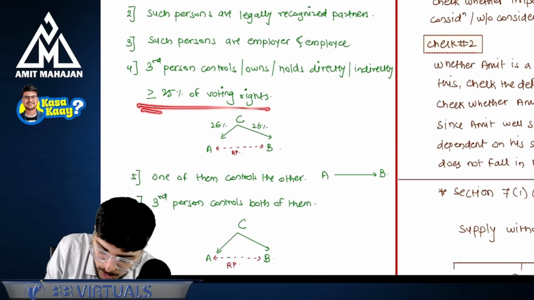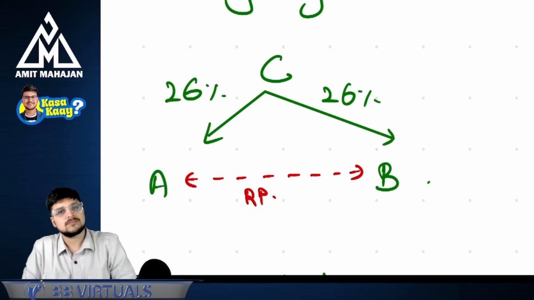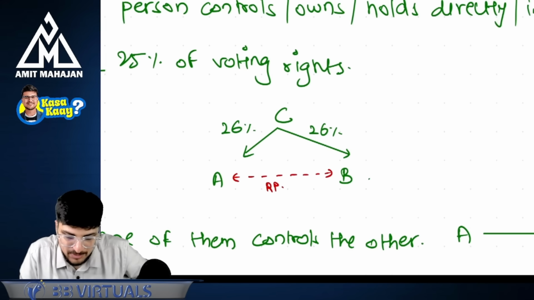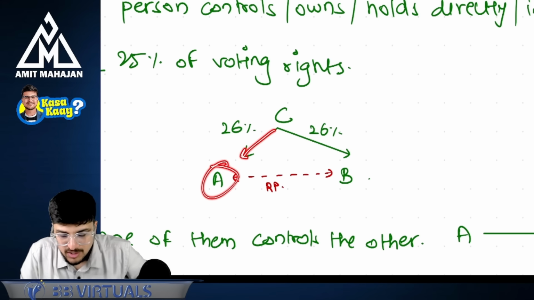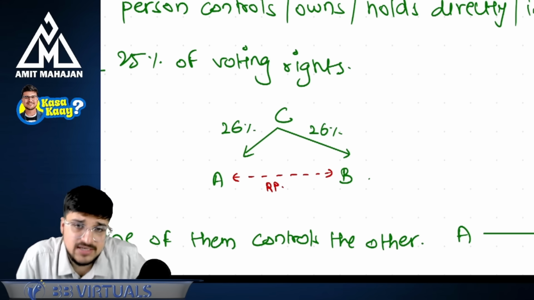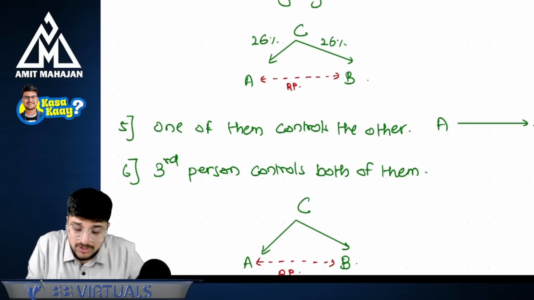Just look here. This person, C, is holding minimum 25% of A, and minimum 25% of B. If this is happening, then A and B will be considered as related parties. Correct? Because the same person is holding more than 25% of two different persons, these two different persons will be considered as related persons. One of them controls the other.